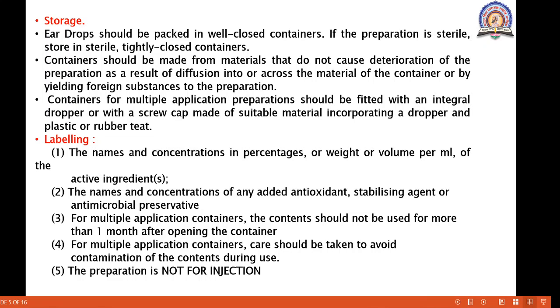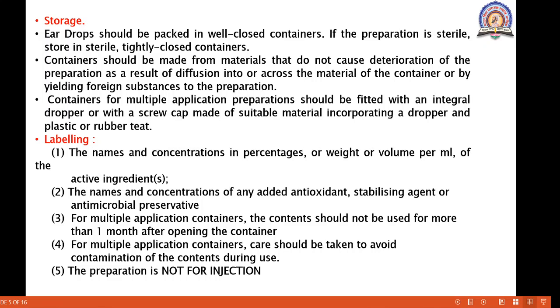Means the container material should not be damaged during the preparation and should not decay in the preparation. That's why such a container would interfere with the preparation, or provide some foreign substances to the preparation. Okay, the container for the multiple application preparation should be fitted with an integral dropper or with a screw cap made up of a suitable material incorporating a dropper and plastic or rubber teat.